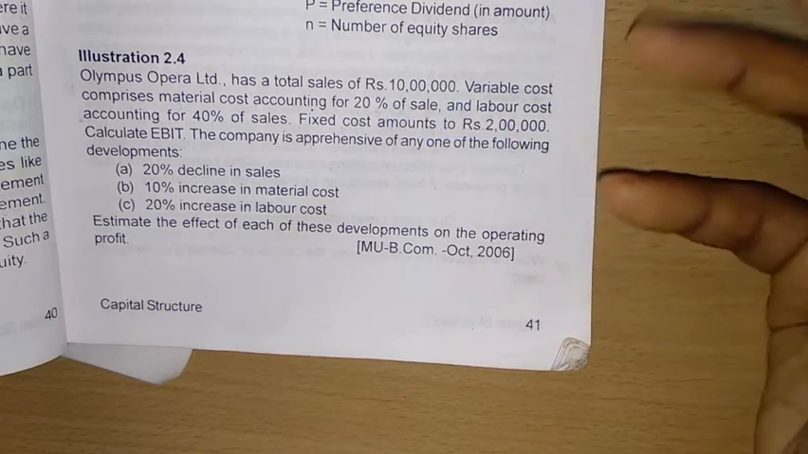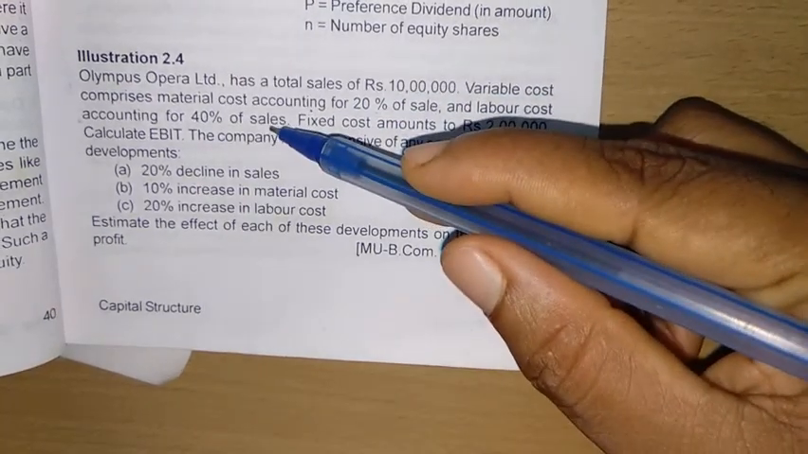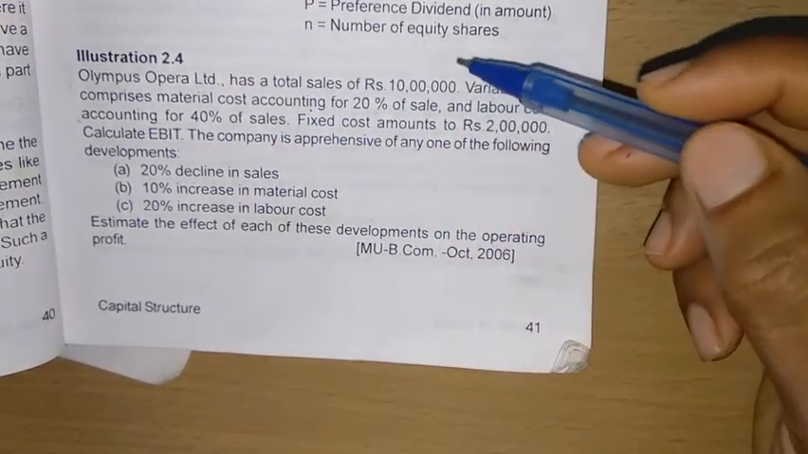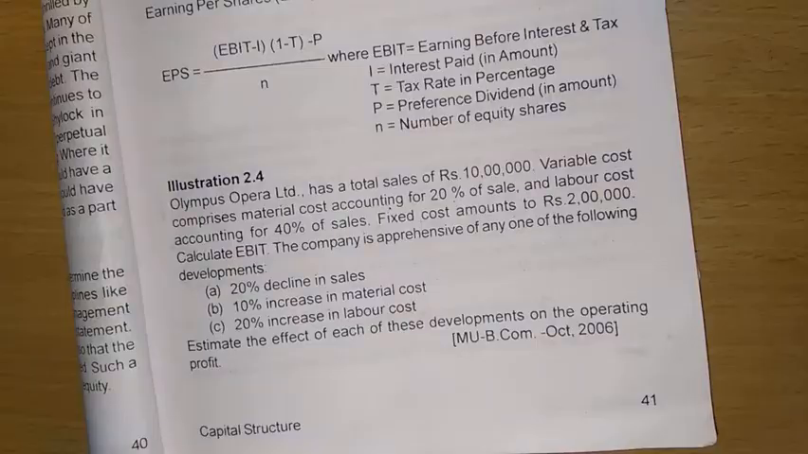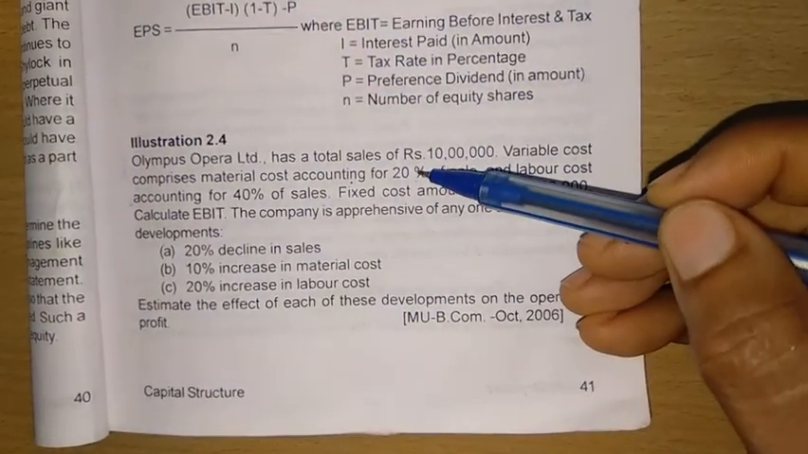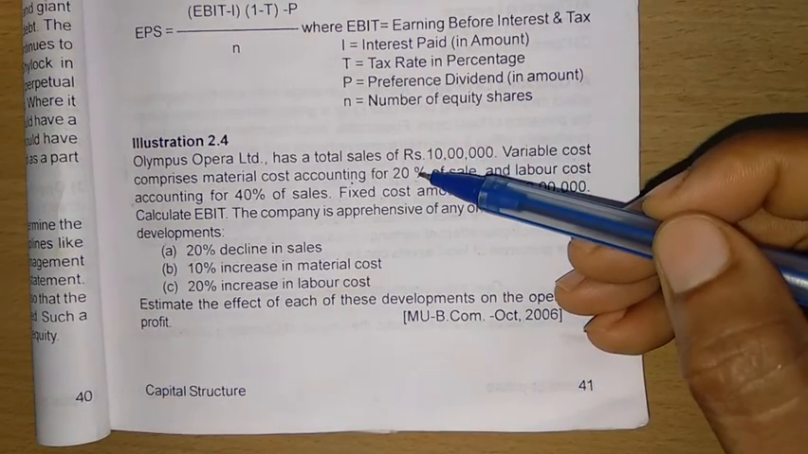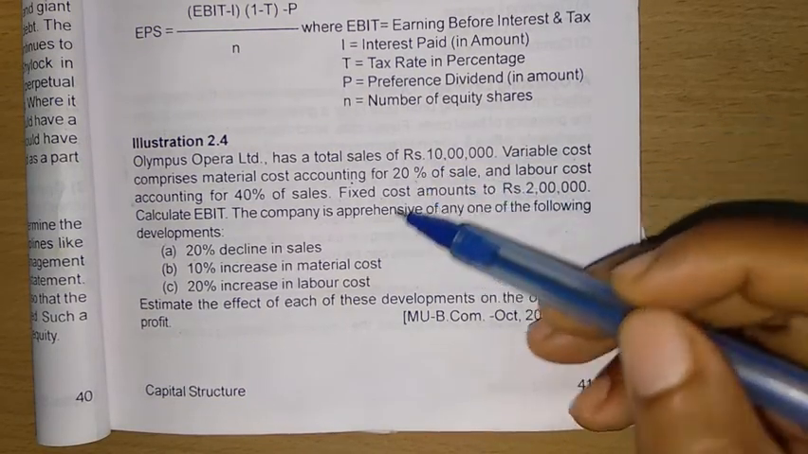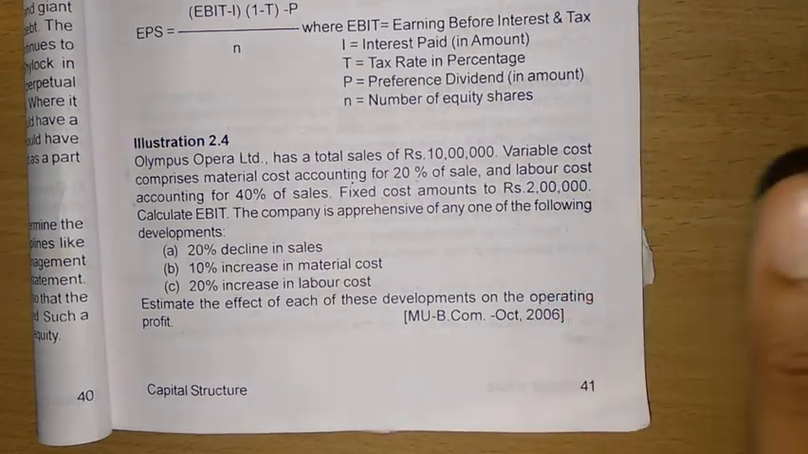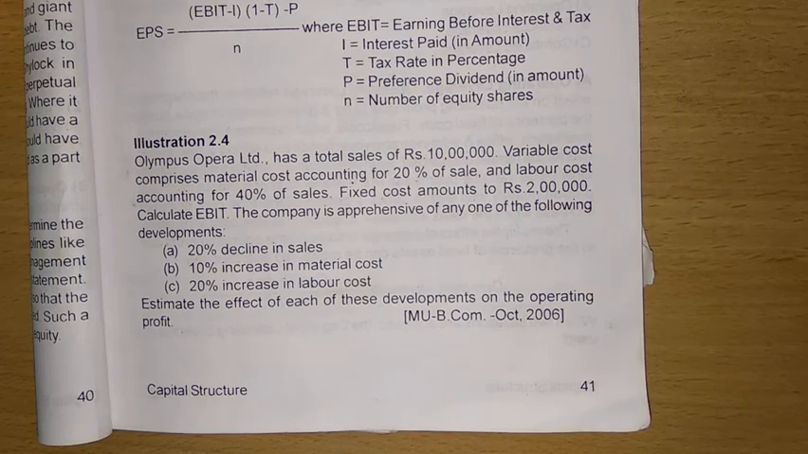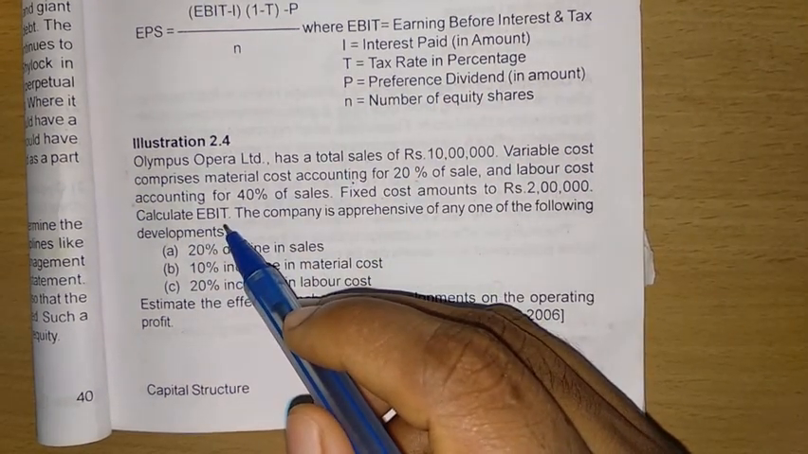20,000. So 20,000 is material cost, and labor cost accounting for 40% of sales. So sales is 10 lakh, 40% means 4 lakh. So here material cost 20% of 10 lakh means it is 2 lakh, okay, not 20,000, it is 2 lakh. Fixed cost amounts to 2 lakh, so it will not change. Fixed cost means it is fixed for any changes. Calculate EBIT. So they have asked to calculate EBIT.